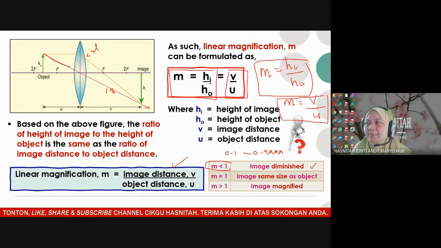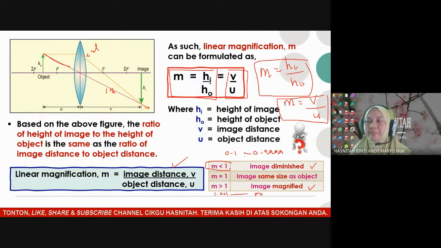And when m is exactly 1, when the ratio is exactly 1, it means that the image has the same size as the object. And later when you find out m is greater than 1, greater than 1 means from 1.001 until a certain figure, it means that the image has been magnified. The image has been magnified.